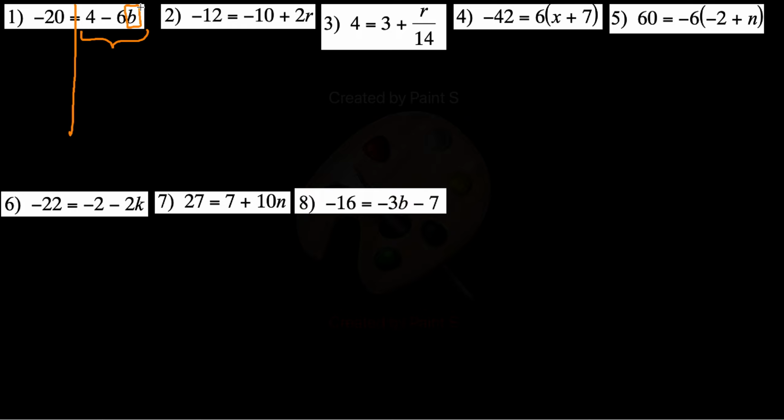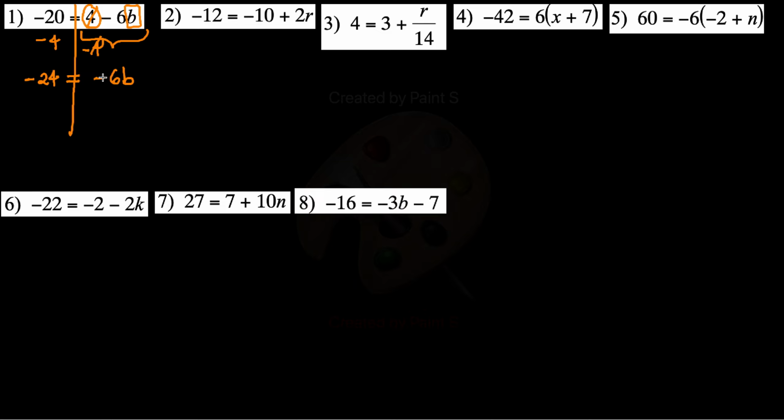So what's the furthest away from b here? The furthest away from b is this positive 4. And you ask yourself, how do you get rid of positive 4? It's not multiplying by b. You could just minus the 4 on both sides of this equation. Positive 4 minus 4 is just 0. And then it's 0 minus 6b, so it's negative 6b is left over here. Negative 20 minus 4 is negative 24.